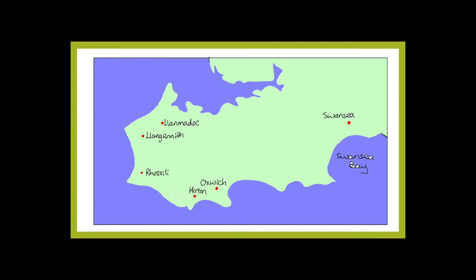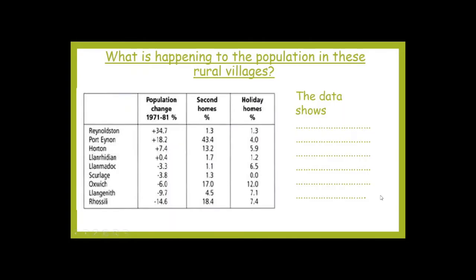Okay, so the next thing we're going to do is we're going to look at some data, 3 sets of data for these rural villages. We're going to look at the age of the population, the size of the population, and their shopping habits. So first off, this set of data. So put a subheading, what is happening to the population in these rural villages?